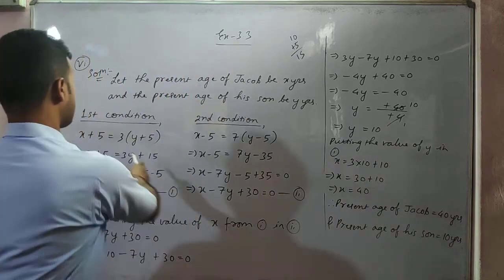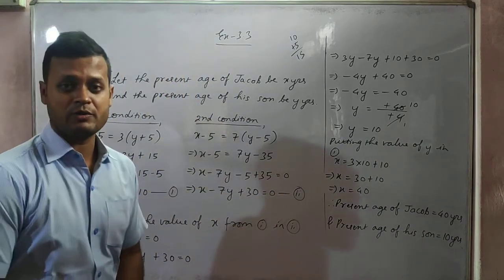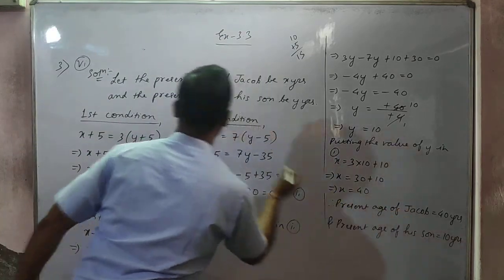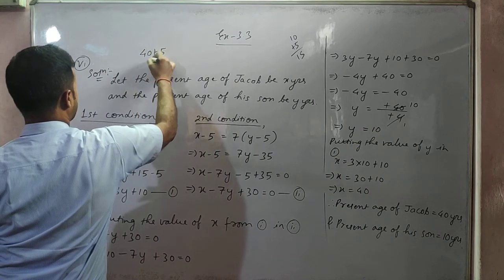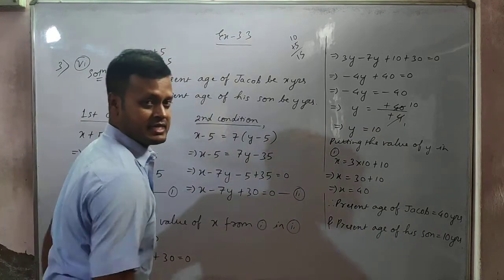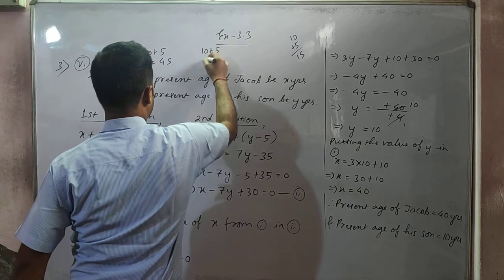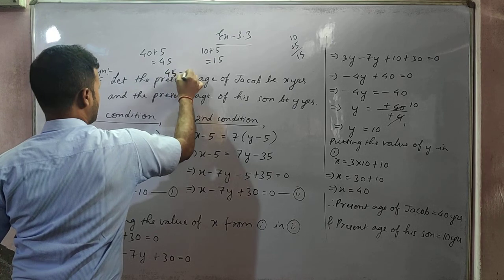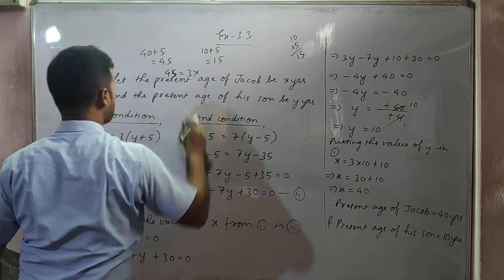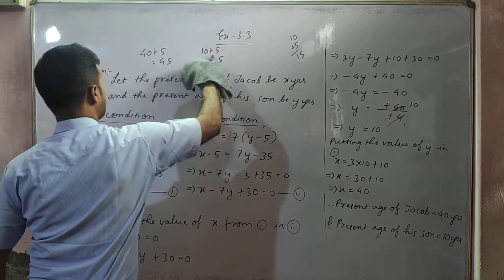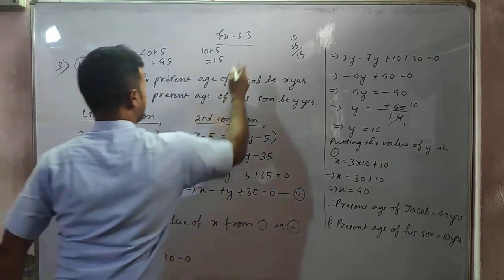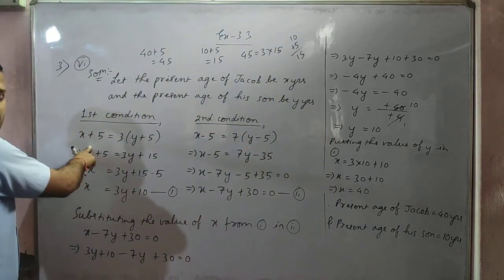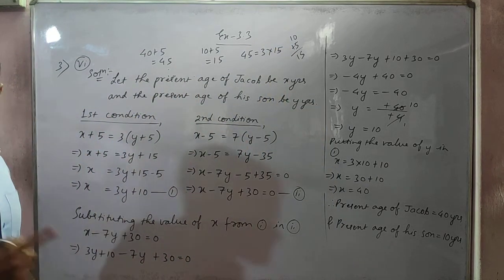So now let us check these two conditions. After 5 years, what will be Jacob's age? Jacob's present age is 40. So after 5 years, 40 plus 5 is 45. Jacob's son's age is 10, so after 5 years, 10 plus 5 is 15. So 45 is equal to 3 into 15. Did you understand, all of you? Can I write 45 is equal to 3 into 15? Yes. So Jacob's age after 5 years is 3 times his son's age.